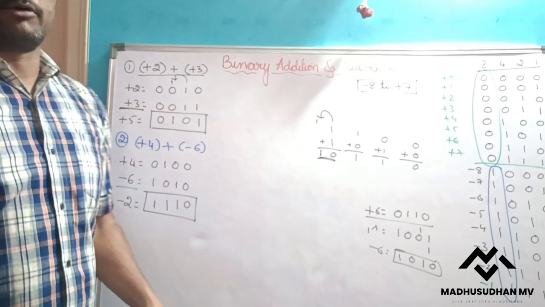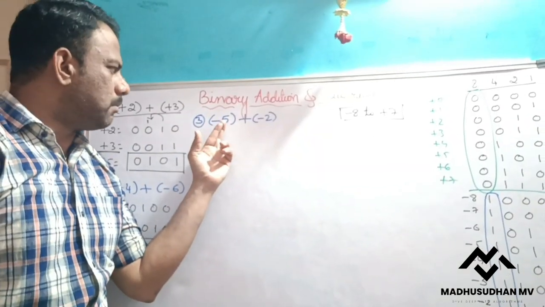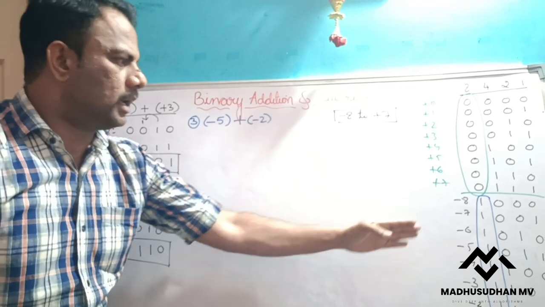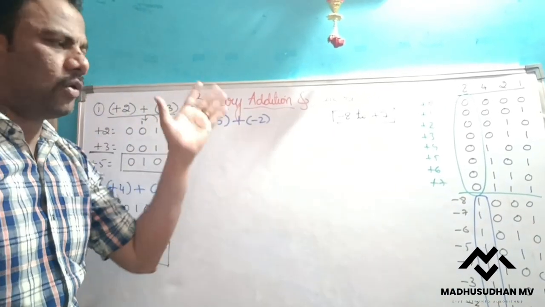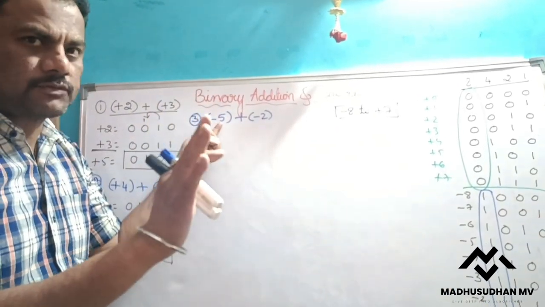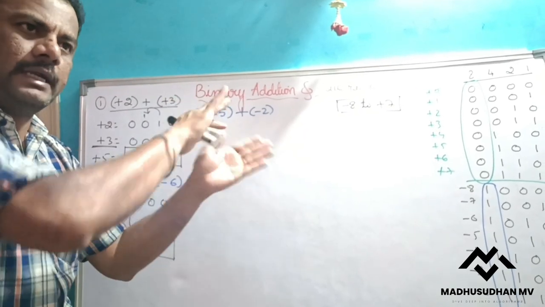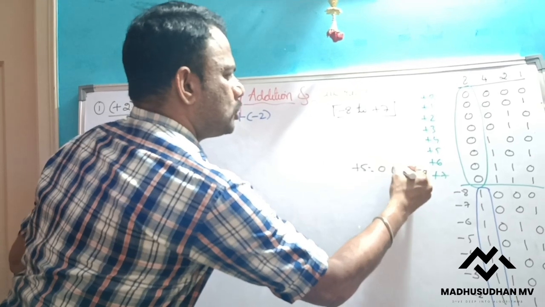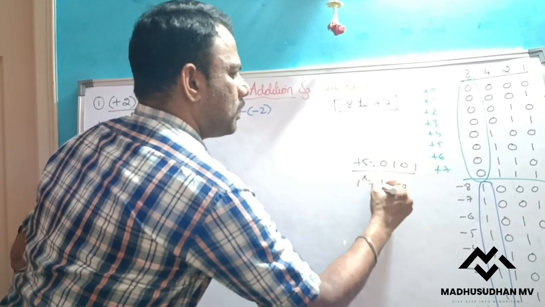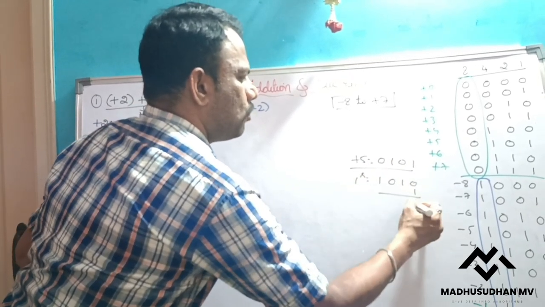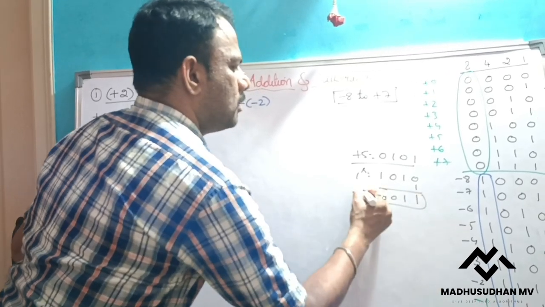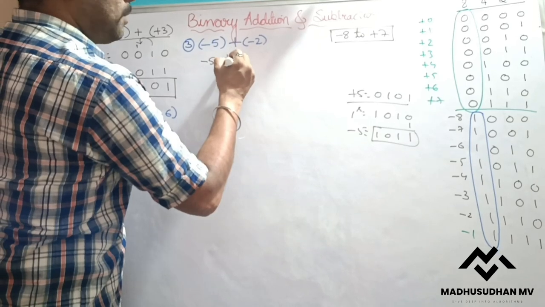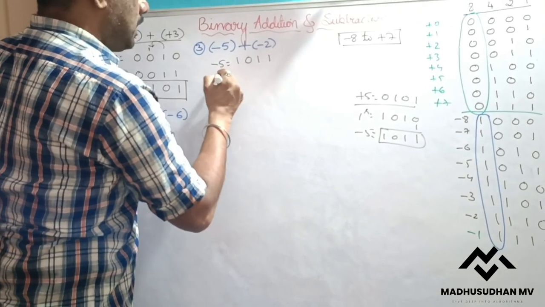Now let us take the third problem. Now I need to add minus 5 with minus 2. I need to add these two numbers. Suppose I don't know my minus 5, what to do? Write first plus 5, take the 2's complement, same thing you will get. First plus 5 is equal to 0101. Take the 1's complement of this, 1010. Add 1 to that, 1011. So this is nothing but minus 5.